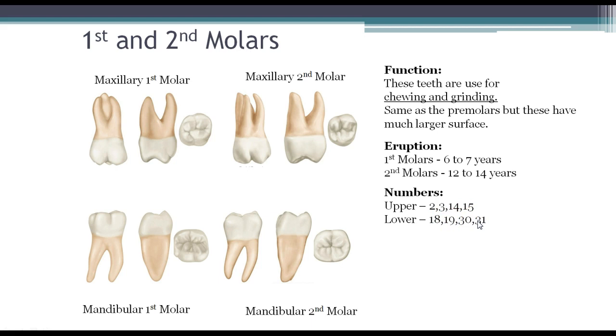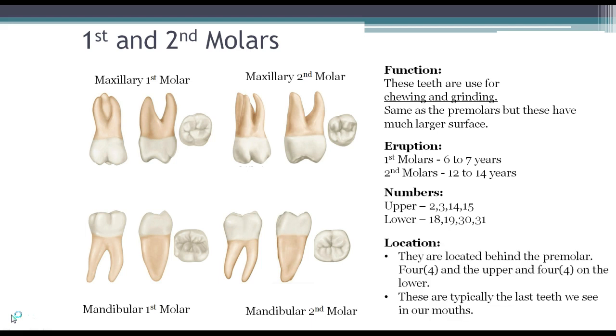Now, if you pay attention here, you'll see that these teeth do not replace any primary teeth, because the last set of primary teeth that you had was the molars, and the premolars replace those in adulthood. So these are coming out into fresh space in the back of your mouth. As you get older, your arch expands. And these are located behind your premolars. They're the last teeth you will see in the back of your mouth, alright?